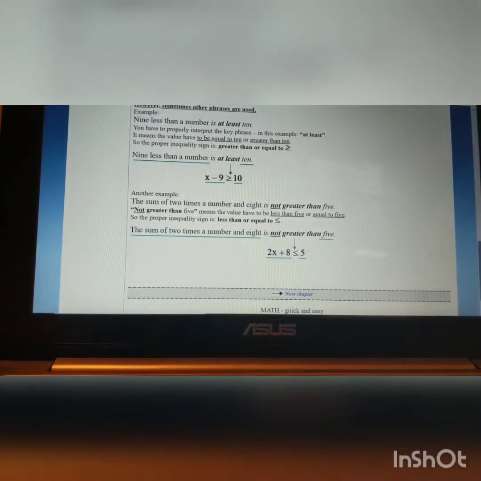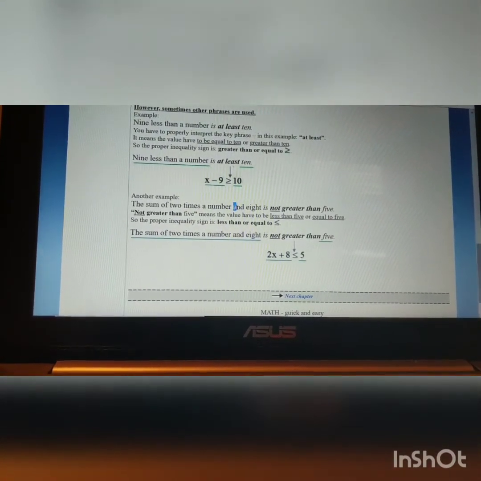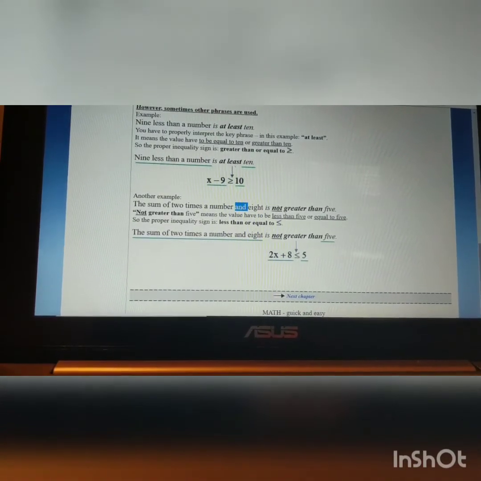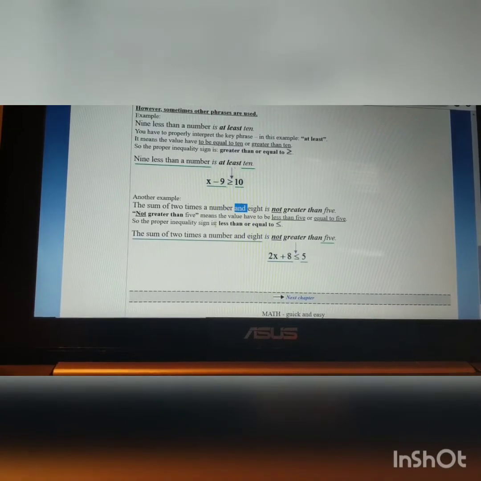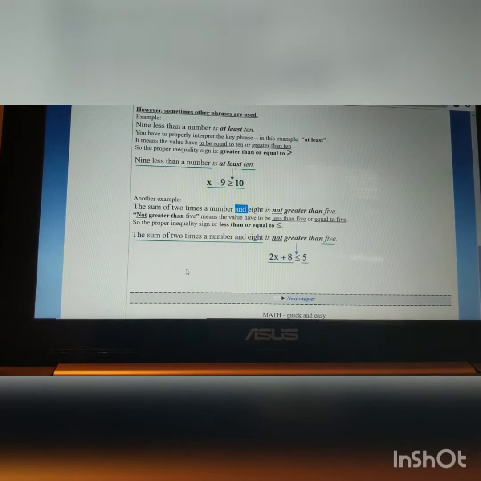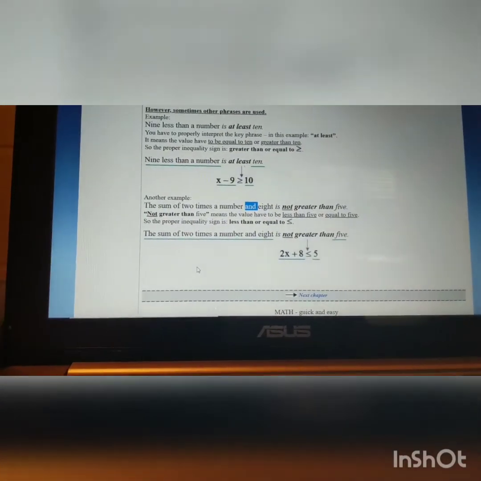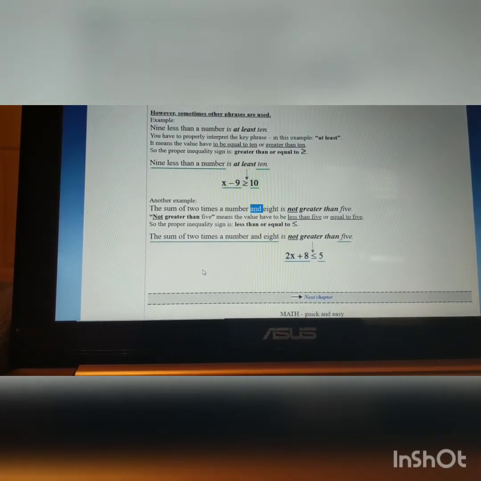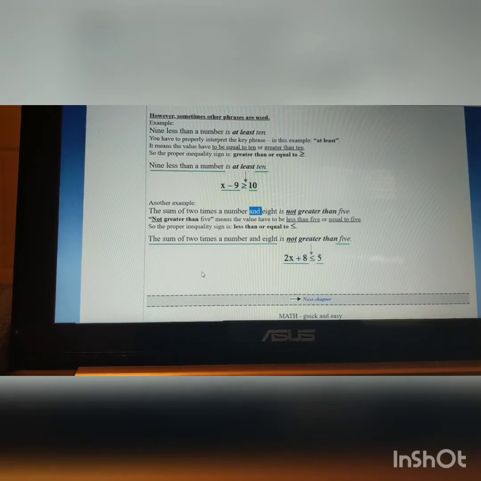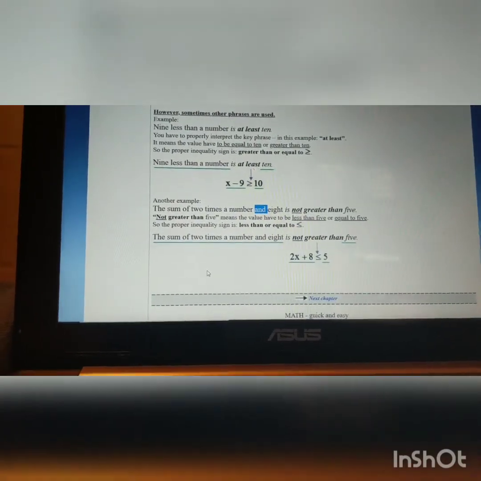Another example: the sum of 2 times a number and 8, I know that's 2x plus 8, is not greater than 5. Not greater than 5 means the value has to be less than 5 or equal to 5. It cannot be bigger than 5. So the proper inequality sign is less than or equal to. Therefore, the sum of 2 times a number and 8, 2x plus 8, is not greater than 5, is going to be less than or equal to 5.